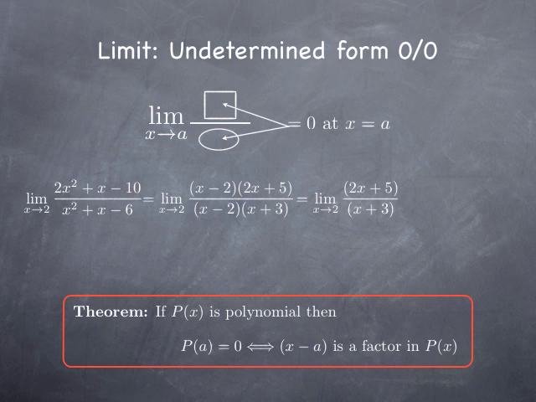So we had the limit of the quotient of two polynomials, and this limit was undetermined because both top and bottom were 0 at 2. After this factorization process, we see that the limit is the same as the limit of another rational function, but for which now x equal 2 is in the domain, so to obtain the limit we can just plug x equal 2 and we obtain 9/5.